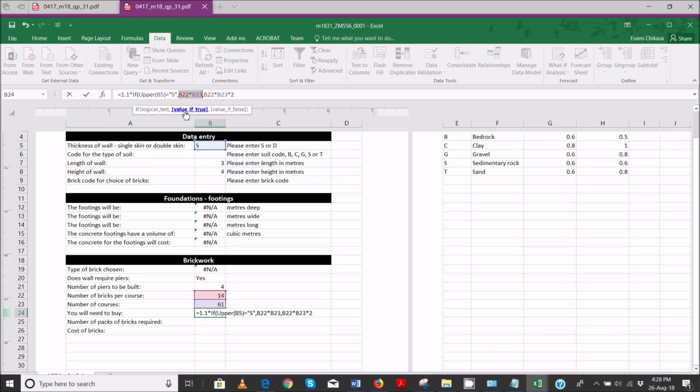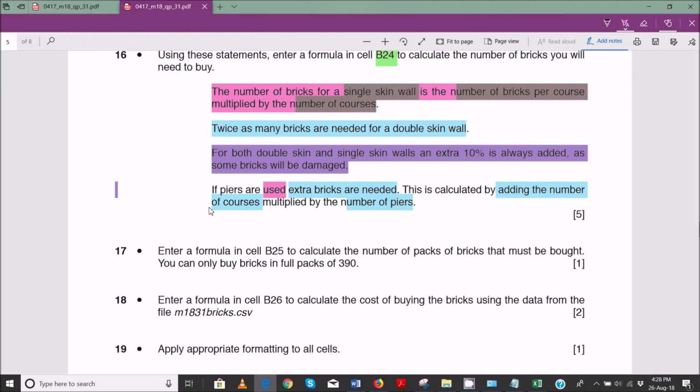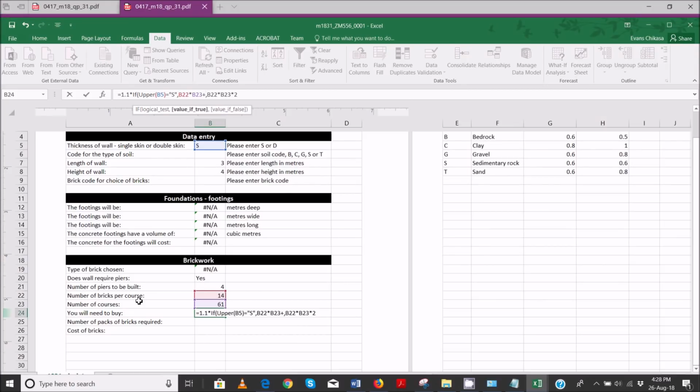That's why it says value if true. So value if true, then we're going to add some value here. So plus, and then what do we add? We add the number of courses, multiplied by the number of pies. So here, number of courses, which is this one, multiplied by number of pies, that one, B21. And that should do it.